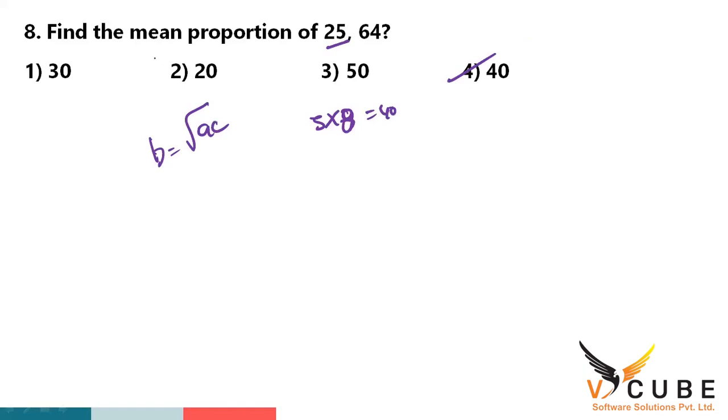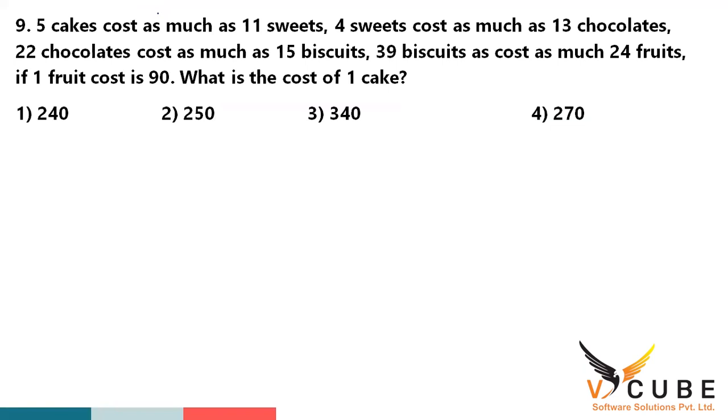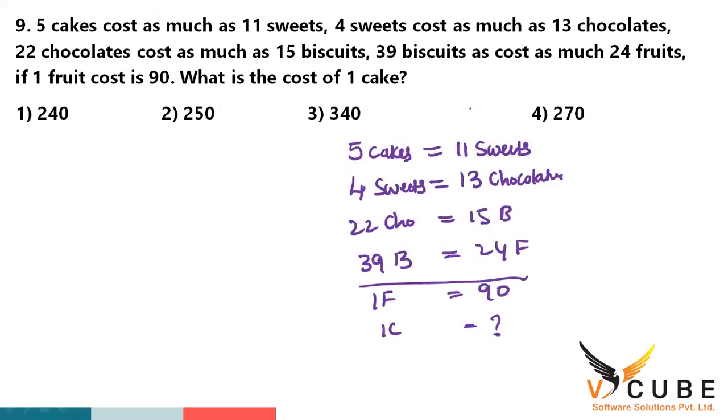Okay, right. Here, mean proportion means second proportion. Very good. And coming to the next model: 5 cakes cost as much as 11 sweets, 4 sweets cost as much as 13 chocolates, 22 chocolates cost as much as 15 biscuits, 39 biscuits cost as much as 24 fruits. If one fruit costs 90 rupees, what is the cost of one cake? Somebody is saying 270. Very good, excellent, and 270 is the right answer.